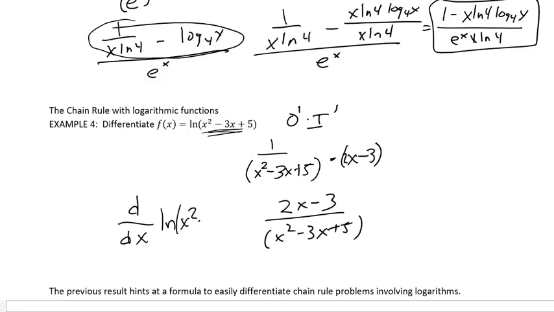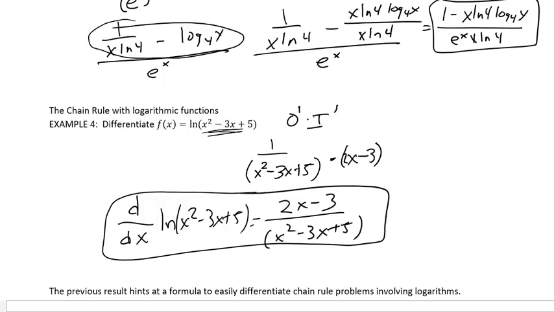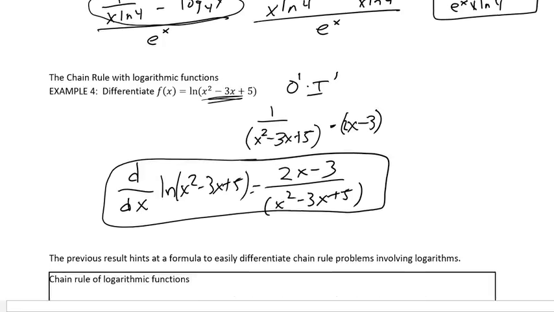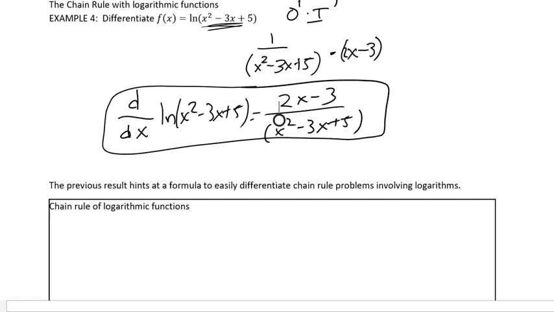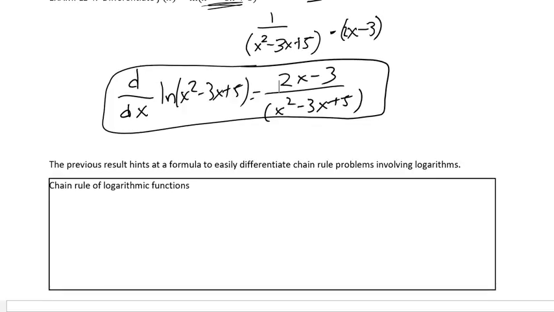So that hints at a way to easily differentiate chain rule problems when it involves logs. Okay? If we try to take the derivative of the natural log of g of x, some function g of x, it involves the chain rule. You can see what we have here. On the top, we put the derivative of the bottom function. And that's the shortcut. It's g prime of x over g of x.